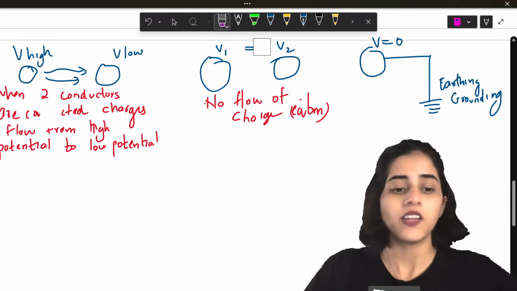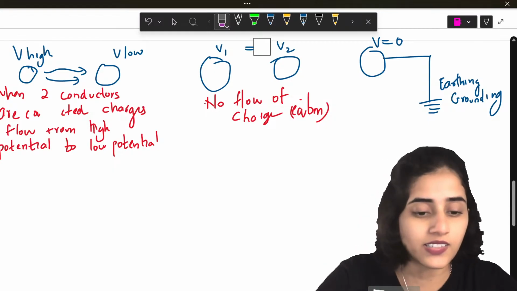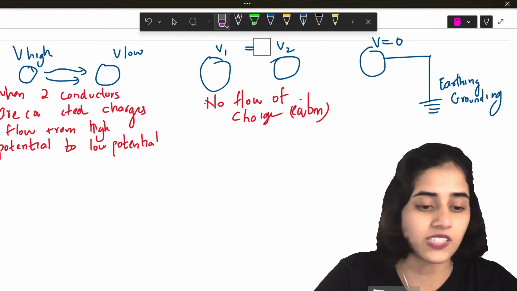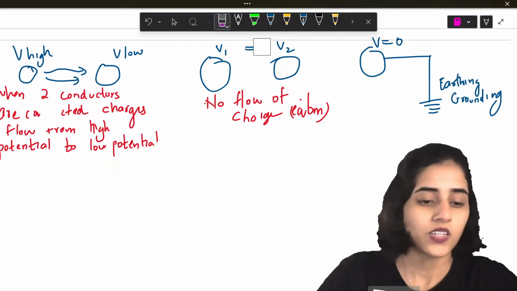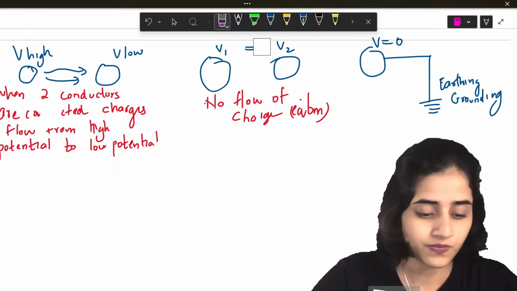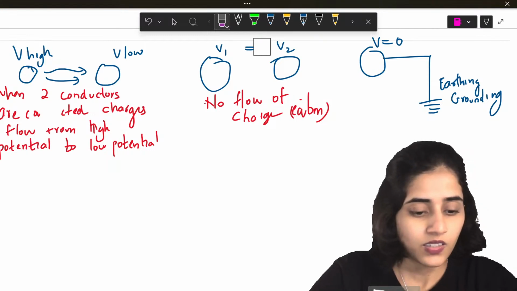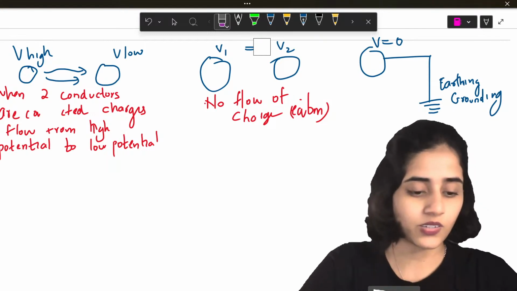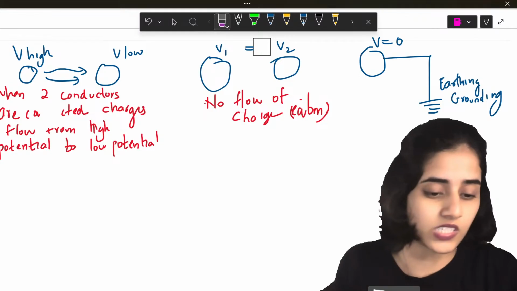Now we will see how conductors behave with cavities. Okay. So let's look at that. Let's look at how conductors behave in cavities.